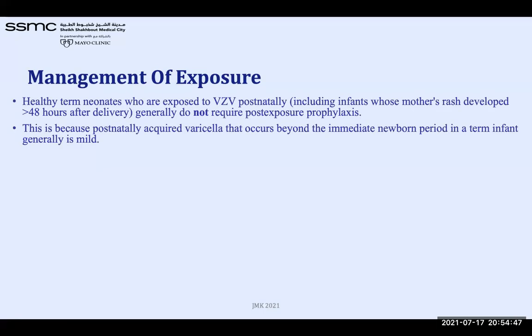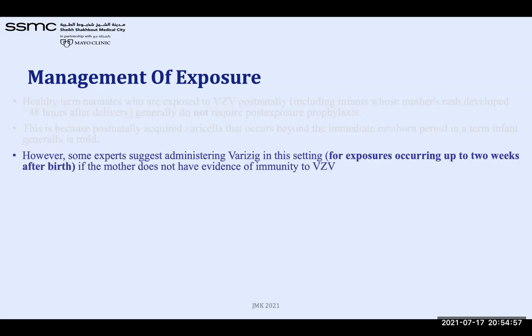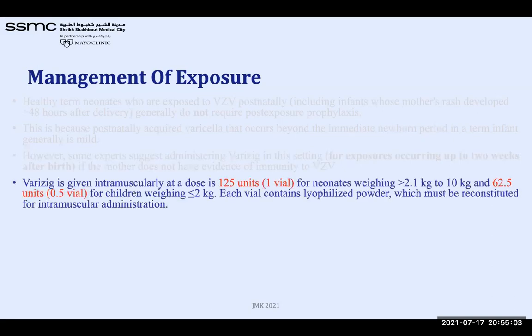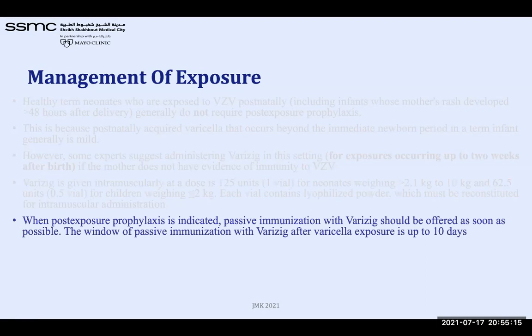Healthy term neonates who are exposed to varicella postnatally generally do not require any prophylaxis. This is because postnatally acquired varicella is very mild and it will go away. However, some experts suggest administering VZIG in this setting also, but we are not doing it. VZIG is given intramuscularly at a dose of 125 units, one vial, for neonates weighing more than 2 kilograms. If it is less than 2 kilograms, you can give the half vial, which is 62.5 units.